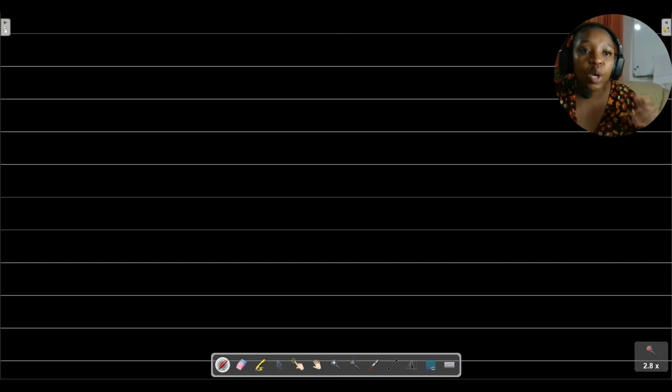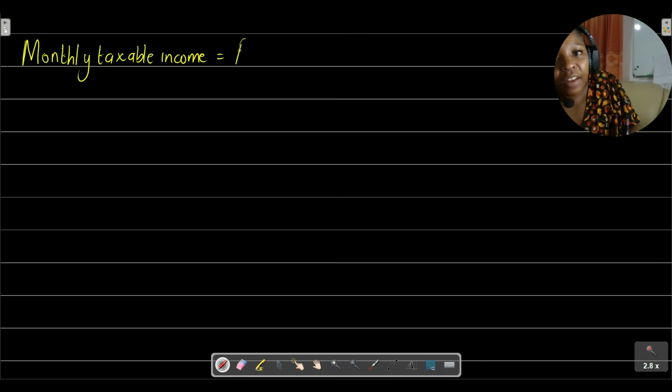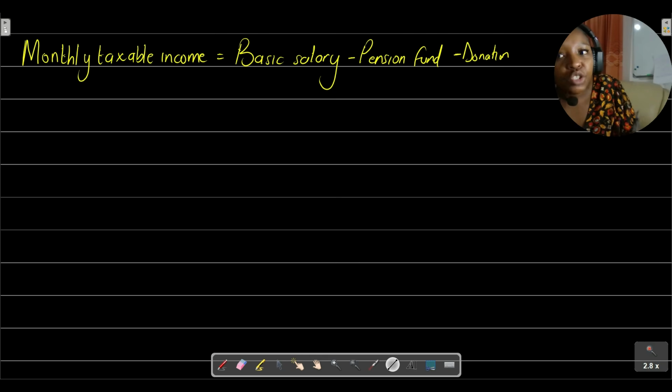So before we go into the tax table, we need to basically minus those values. Okay, so in this case, for us to determine Mr. Parker's monthly taxable income, what will we have to do? We first need to take his basic salary, and then we will minus pension fund, and we will minus donations. Okay, this will help us determine the monthly taxable income.